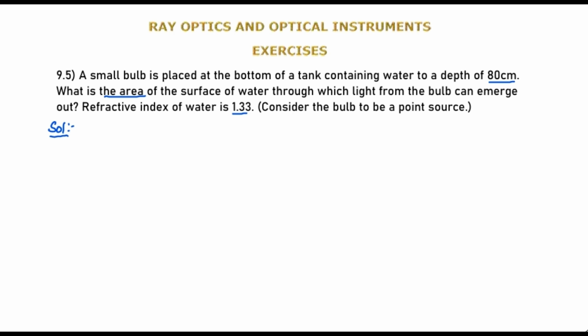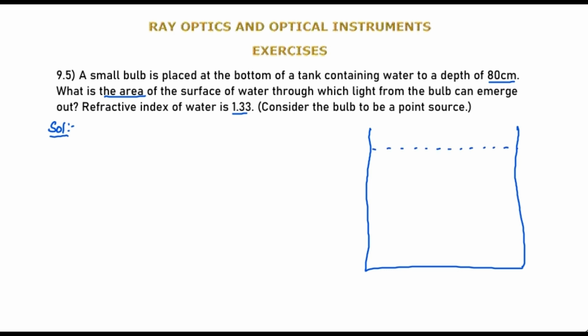Now the situation is like this. This is the tank. The water is up to here and there is a bulb here acting as a point source. From here the rays are coming out, from which they will undergo refraction along the interface. We need to find out this area.